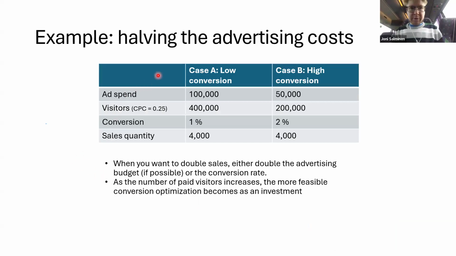So here is an example of halving the advertising costs. So it's basically what I was referring to, which is that we can spend more or less and achieve the same result depending on the conversion rate. So that's why conversion rate plays a big role, because it can help us basically be more efficient with our marketing budget.